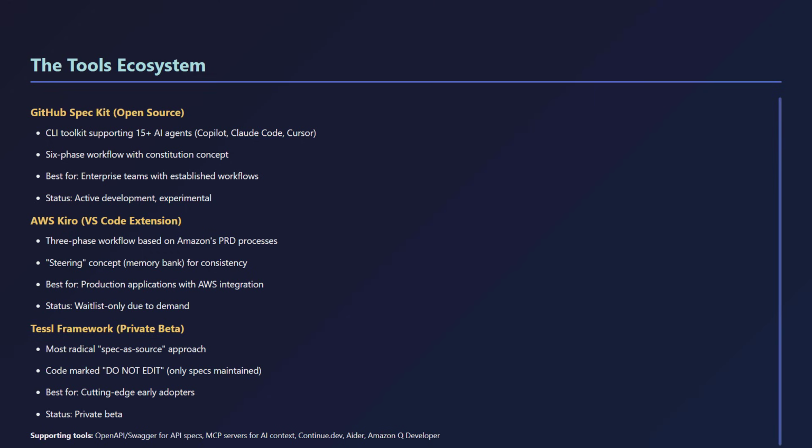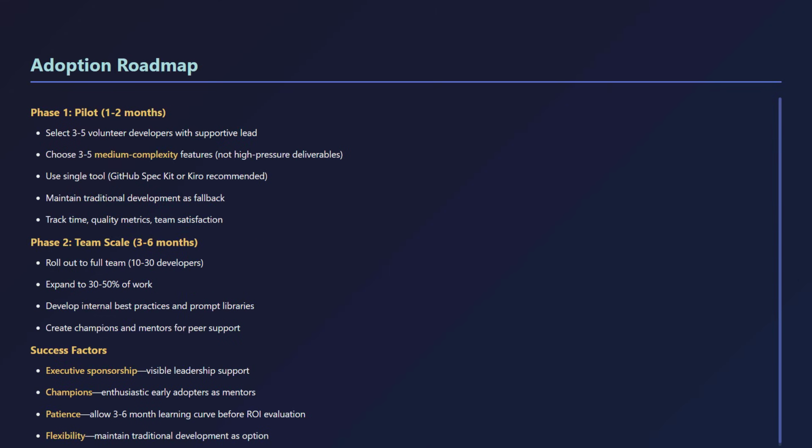Supporting tools include OpenAPI and Swagger for API specifications, MCP servers for enhanced AI context, and various CLI agents like Continue.dev, Aider, and Amazon Q Developer. If you decide to experiment with SDD, here is a practical roadmap.